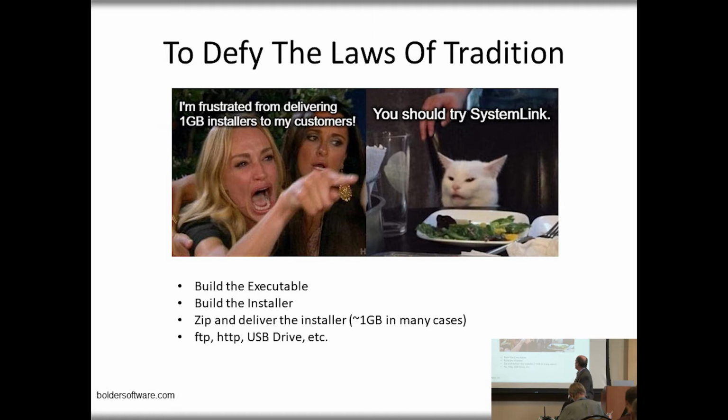So, Real Housewives of Boulder says, I'm tired of delivering giant 1 gigabyte files, and the cat says, try SystemLink. So the traditional way is build your executable. By the way, this is rudimentary for this advanced group. A lot of these slides are rudimentary, so I'm going to go through some of them pretty quick. Build the executable, build the installer, get it to your customer somehow. FTP, removable drive. You're definitely not emailing that big of a file.